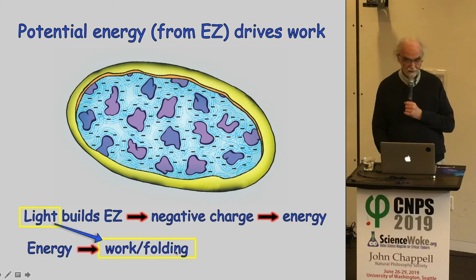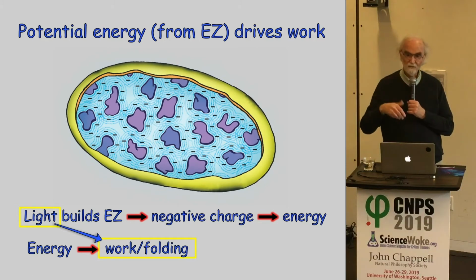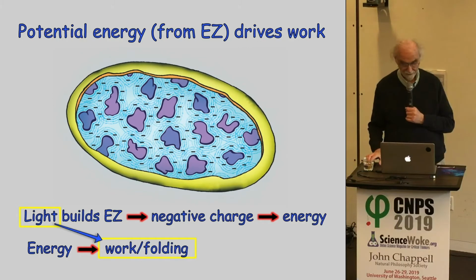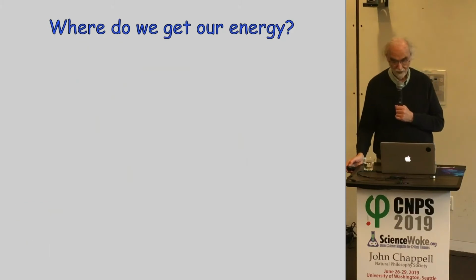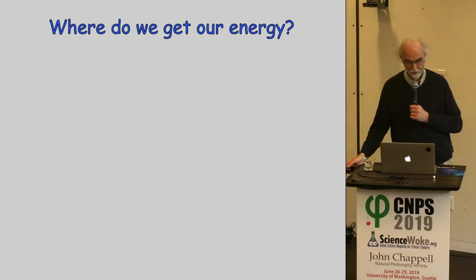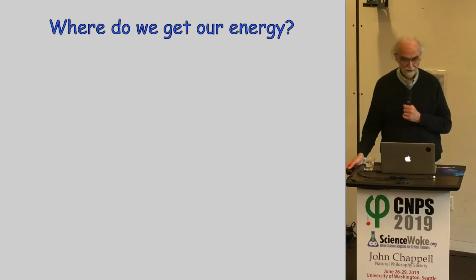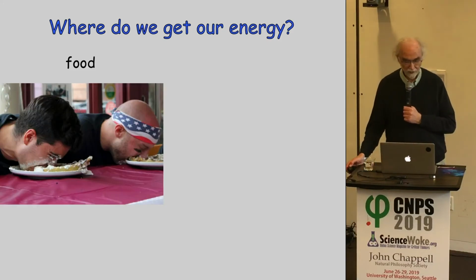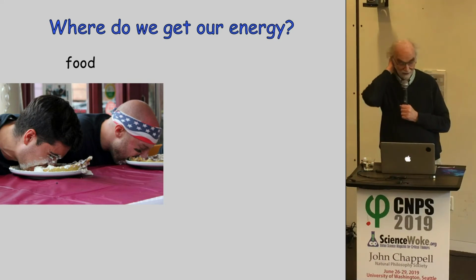So it means, effectively, through these several steps, that light that you absorb is able to convert to work that you do to live, to do whatever you do, whether it's sitting on your fanny or running a marathon. So the question is, where do we get our energy? Obviously, we get energy from food because you get plenty of energy from food.